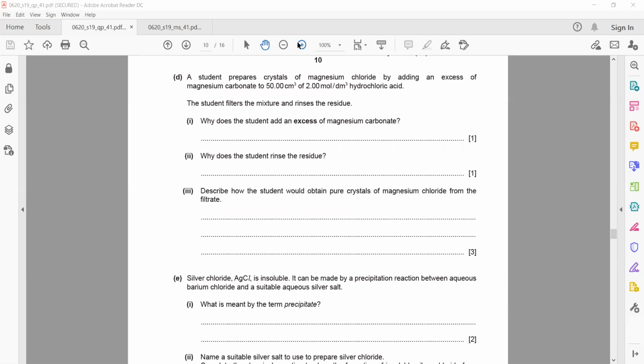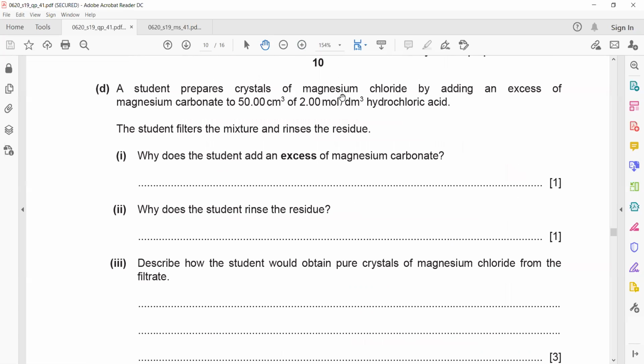In the next question, a student prepares crystals of magnesium chloride by adding an excess of magnesium carbonate, like more than enough, to 50 cm³ of 2 mol/dm³ hydrochloric acid. The student filters the mixture and rinses the residue. Why does the student add an excess of magnesium carbonate? What is the reason why he added more than enough?